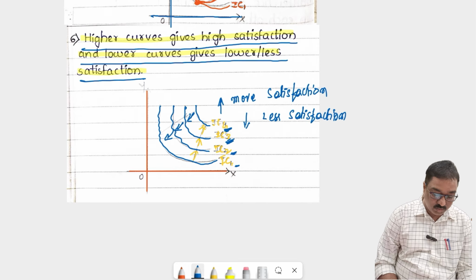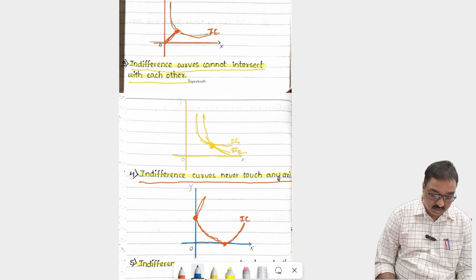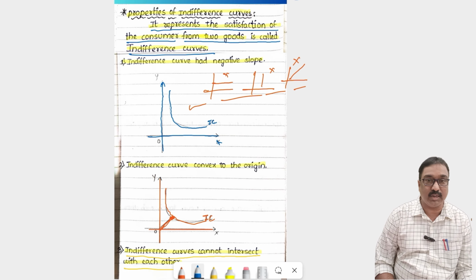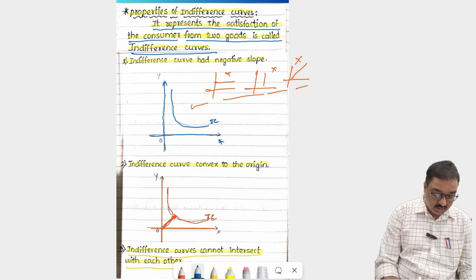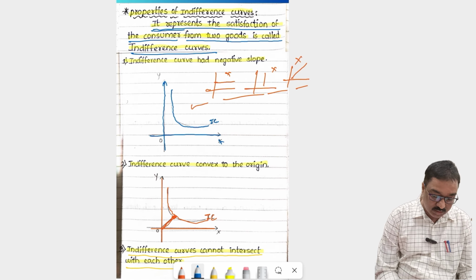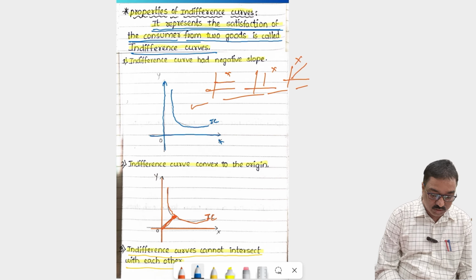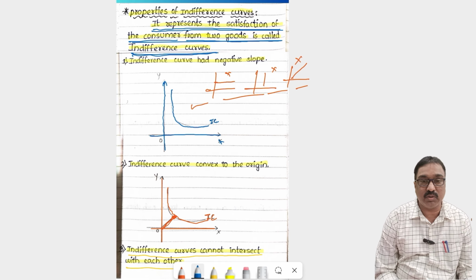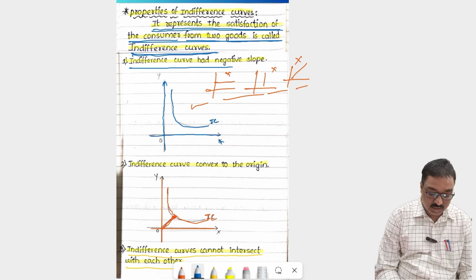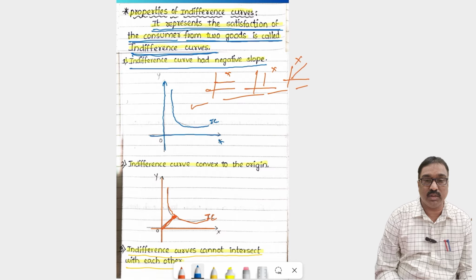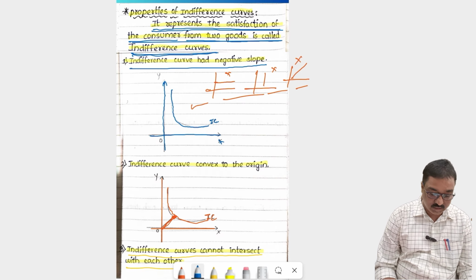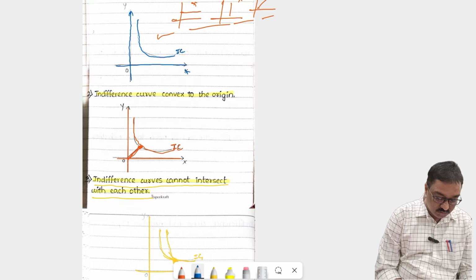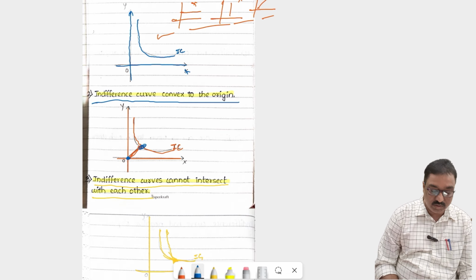So these are the properties of indifference curves. How many properties are there? Six. First of all, what is an indifference curve? It represents the satisfaction of the consumer from two goods. What is the first property? Indifference curves have a negative slope, going left to right downwards. Second, indifference curves are convex to the origin, the center point.